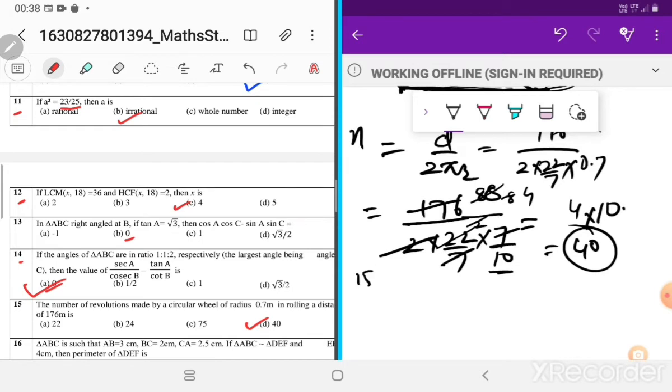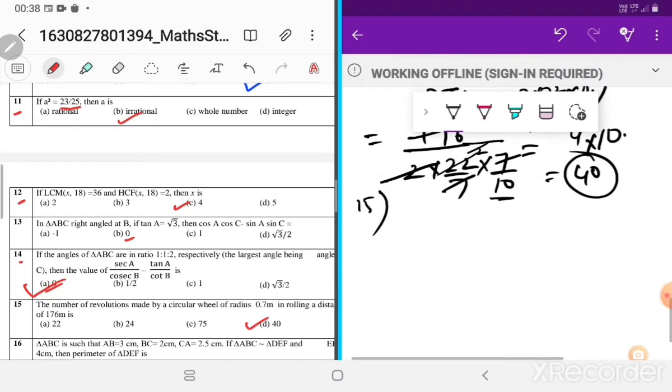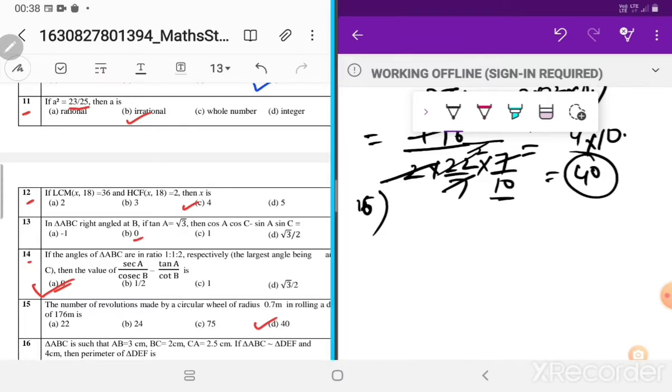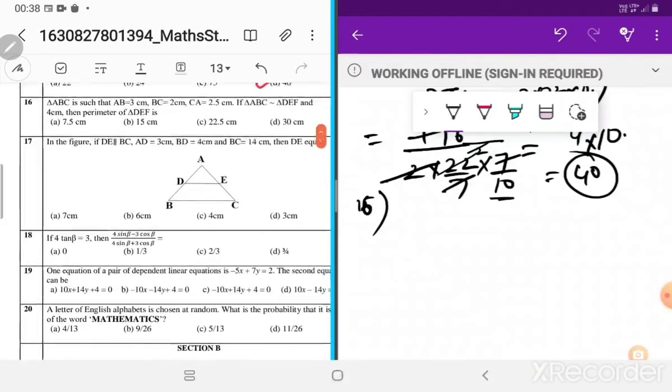Then come to the 15th question. The 15th we already finished. Now we'll discuss the 16th question. The 16th question is: if triangle ABC is such that AB is 3 and BC is 2.